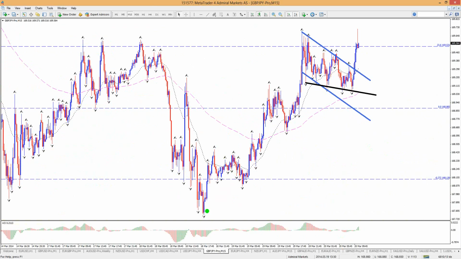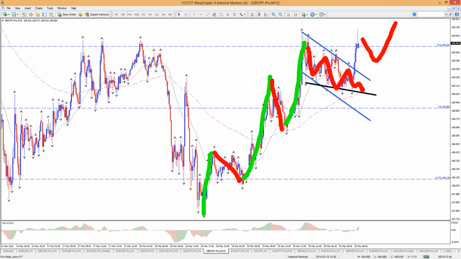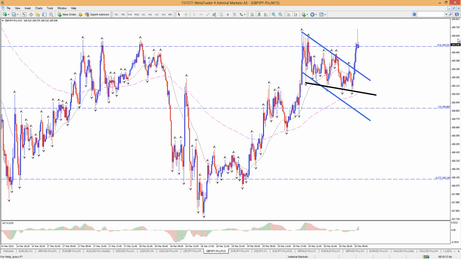You can see up impulse followed by down corrections and a falling wedge most recently. And we've broken out of that falling wedge to the upside. So it seems like we have a potential to continue higher here on this 50-minute chart.